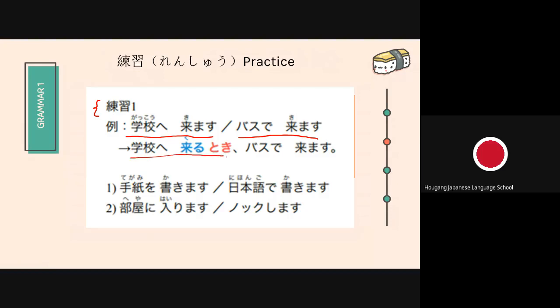学校へ来る時 means when you come to school. When I come to school, I come by bus. Okay, if you don't want to combine these two, you use these two sentences separately. It works also, but it's a very elementary one.